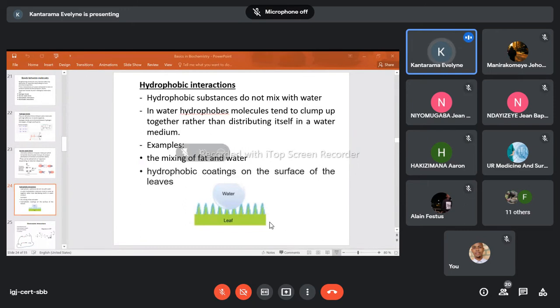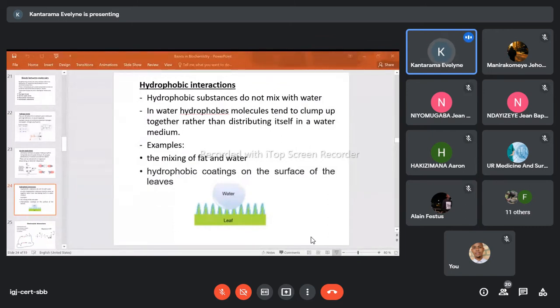Hydrophobic interactions. Hydrophobic means those molecules that cannot mix with water. Hydro is water, phobic is hate or fearing. Now in water, hydrophobic molecules tend to clump up together rather than distributing themselves in a water medium, because those hydrophobic substances are not polar, so they cannot form a bond with water.